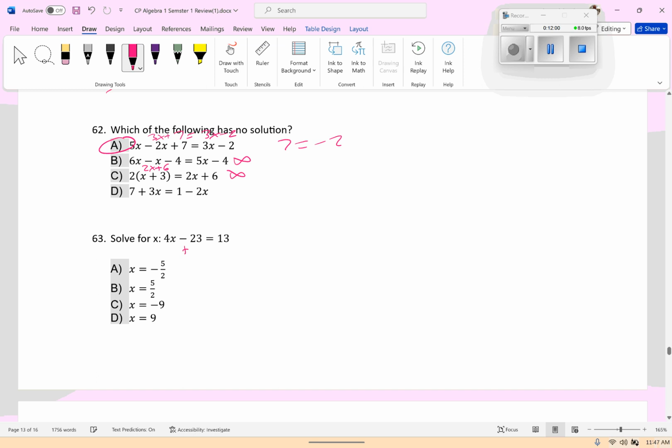Solve this equation, so add 23 to both sides. So I get 4x equals 36, excuse me. Divide by 4, divide by 4, so x equals positive 9. The only answer is D.